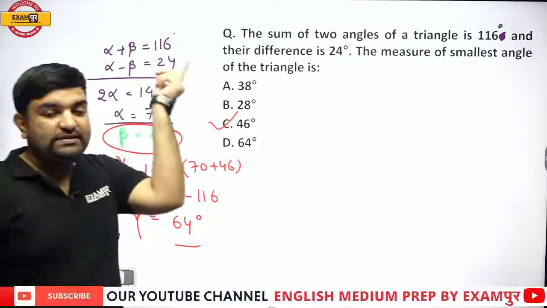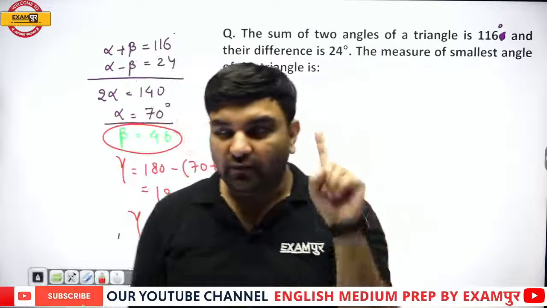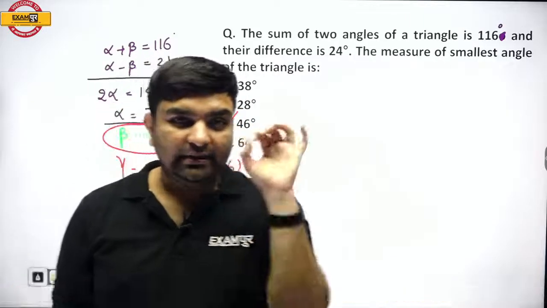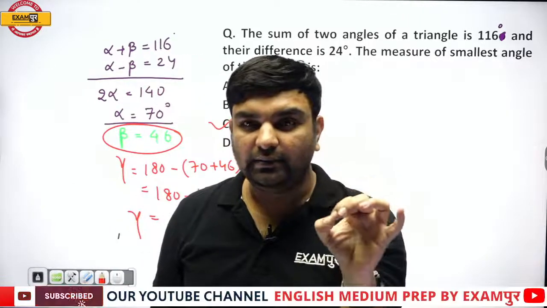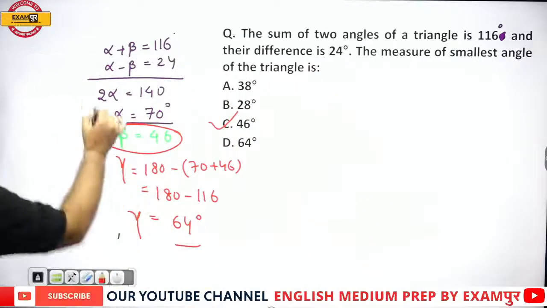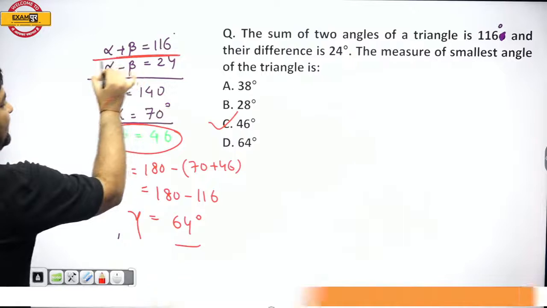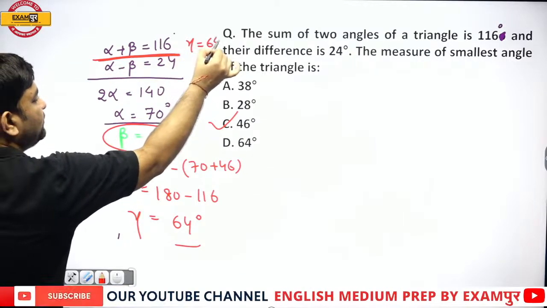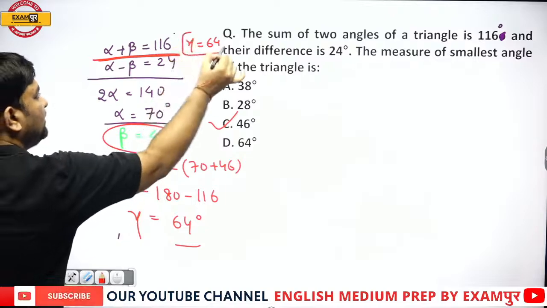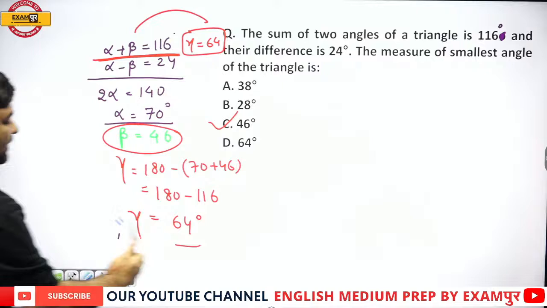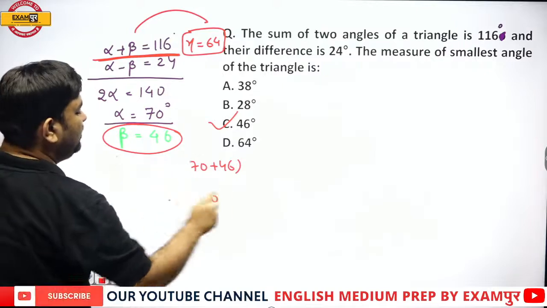If their sum is less than 120, it automatically says that the third angle should be greater than 60. Once it is known to you that alpha plus beta is 116, it is also known to you that the third angle gamma is equal to 64. So there is no need to find out like this.